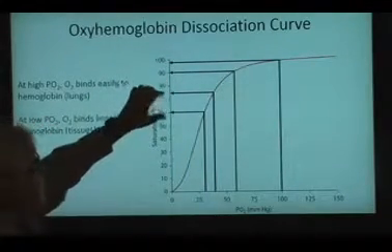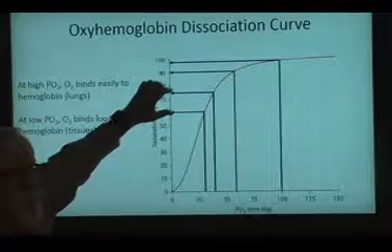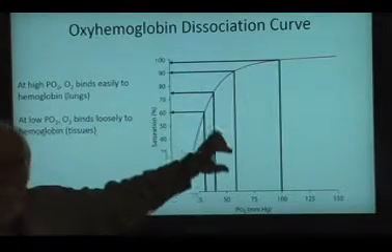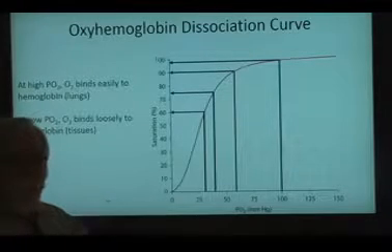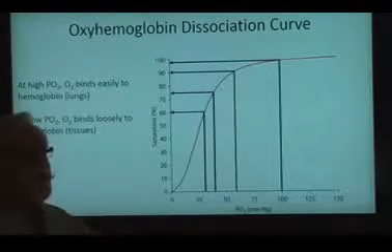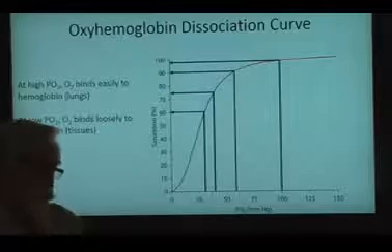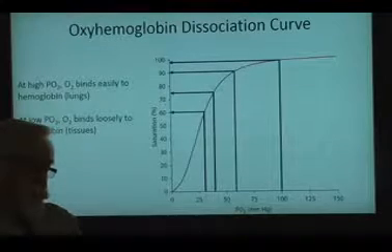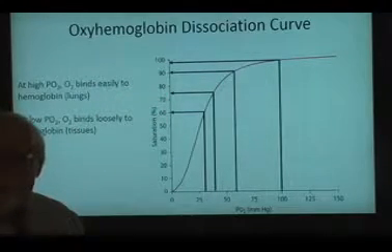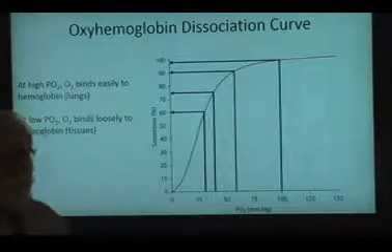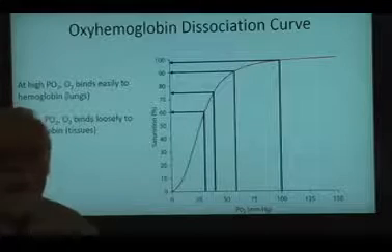What that means is that a lot of oxygen is released to the tissues for a small drop in PO2. In other words, if the tissues require more oxygen, the PO2 of the tissues will drop a little bit, and the hemoglobin will release a lot more oxygen to the tissues. Physiologically, exactly what you would want to have happen.